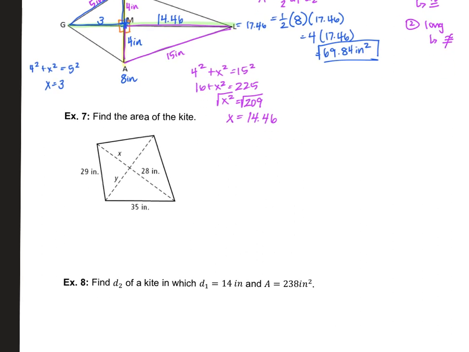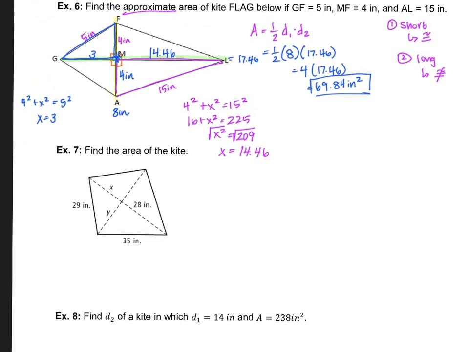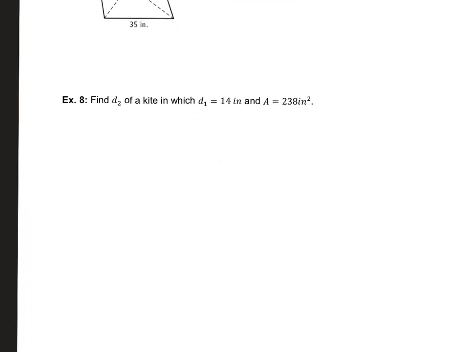Okay, we're going to roll on past example 7. It's just like 6. Let's look at example 8, and then we'll call it good for today. Okay, they want us to find diagonal 2 of the kite, in which diagonal 1 is 14 and the total area is 238. Well, throughout this entire lesson, I have said that our first step should be writing down the formula for the shape that they're talking about. So a kite is 1/2 diagonal 1 times diagonal 2.